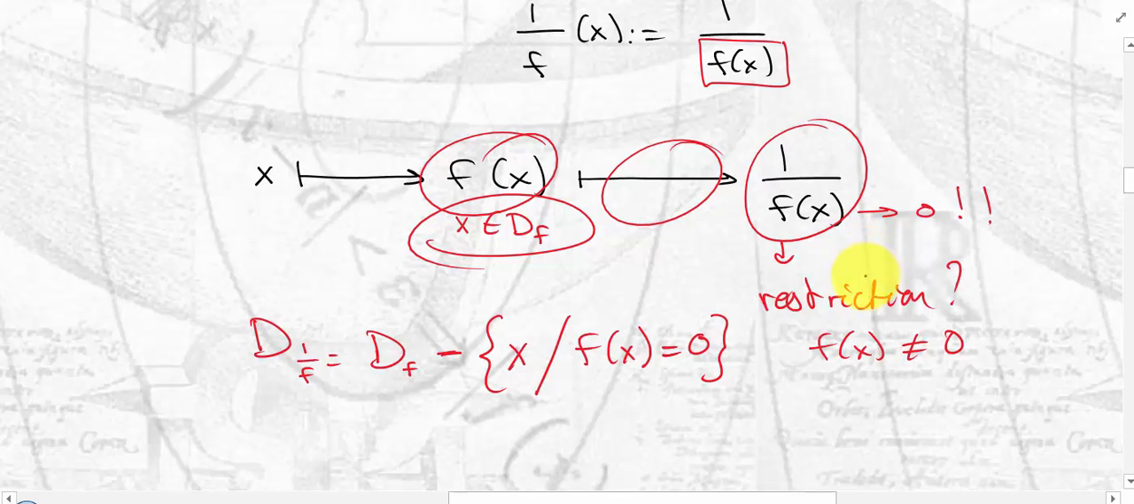And so the domain of 1 over f, what is it? Well, you got to be in the domain of f, right? To take f of x, you got to be in the domain of f. So you are in the domain of f. But here, you want to remove all the x's that will make f of x equal to 0, or else you will not be able to take the reciprocal of f of x, right? Okay, so that's going to allow us very quickly to look at the domain of f divided by g.